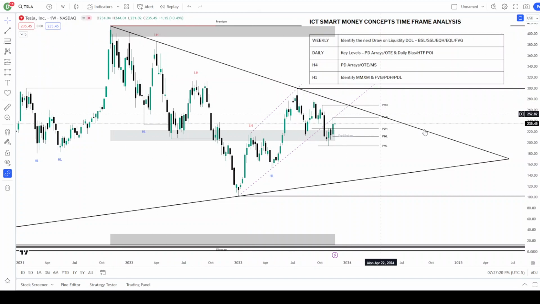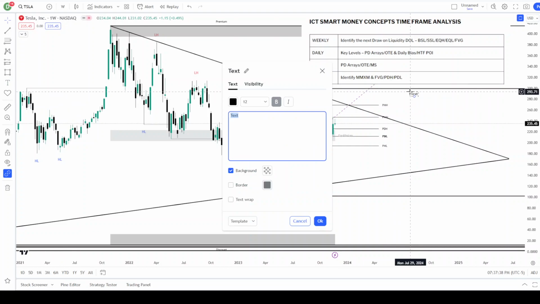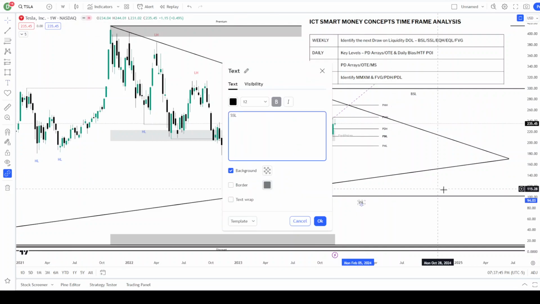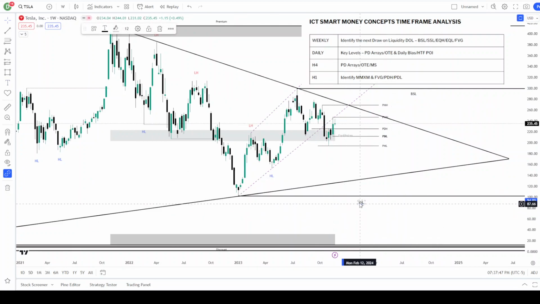I also have drawn out this bear trend resistance and this bull trend support, which has us in a very large symmetrical triangle. So when we're looking at the weekly and we're looking at the next draw on liquidity for buy side or sell side, we have those right now. Our indicator gave it to us, but I will label it so that you guys know. This is buy side liquidity. This is sell side liquidity right there. And so we have those different levels mapped out.